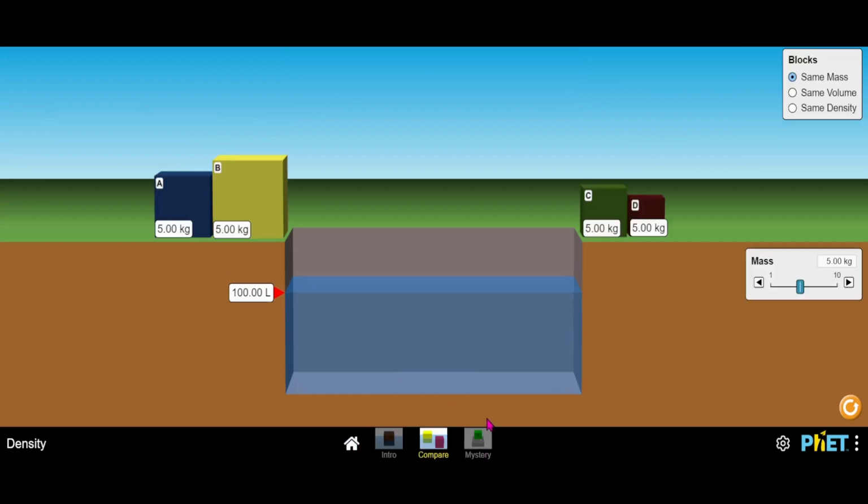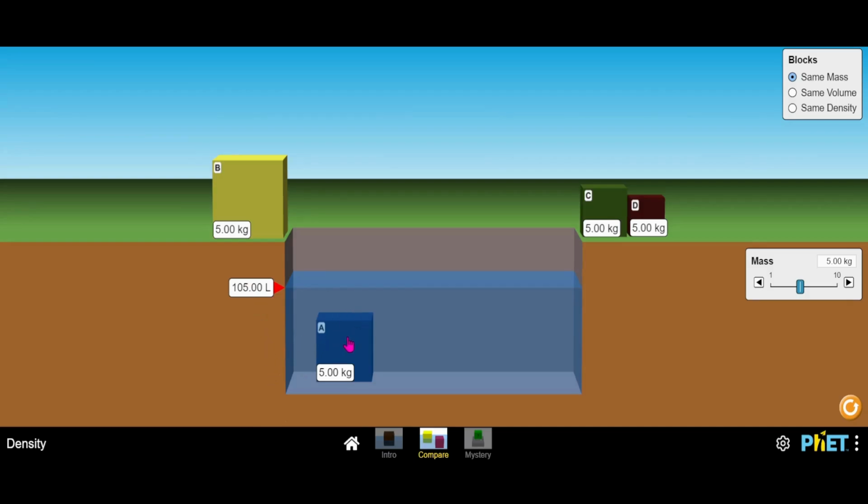Let's move to the Compare tab. So we got a 5 kg object, and let's see what happens. Oh, it's completely sinking down in the water, which means this object is more dense than the water. Watch, one more thing. See, the volume of the water is 100 liters, right? I'm adding 5, which means this object A is 5 liters.